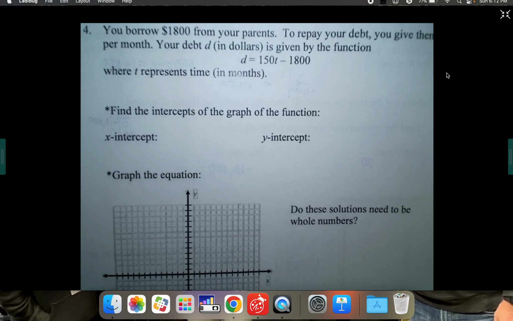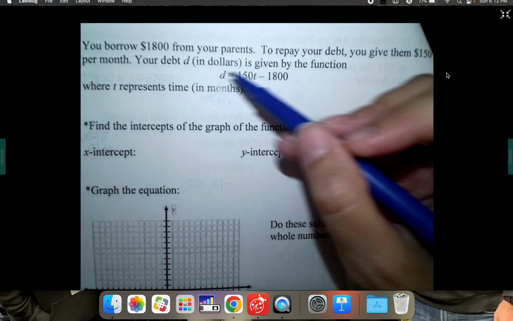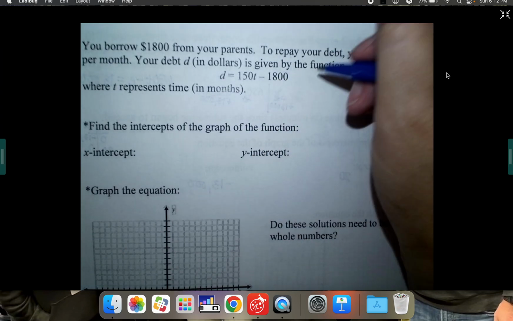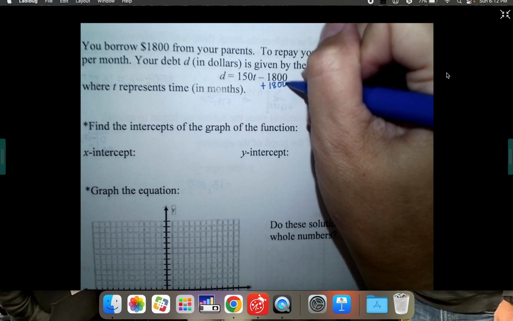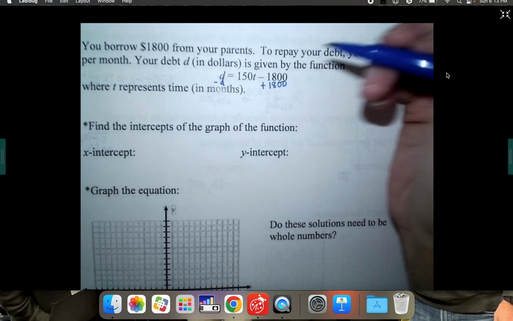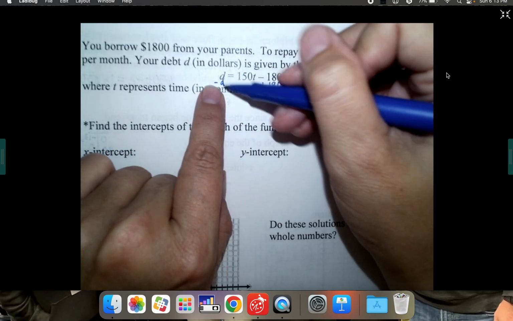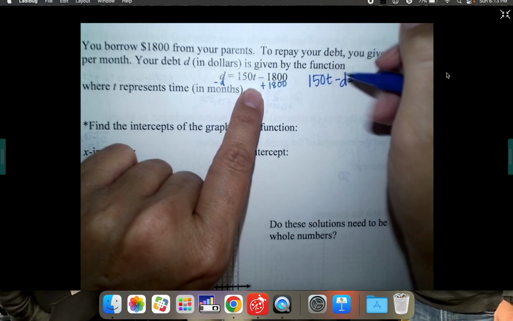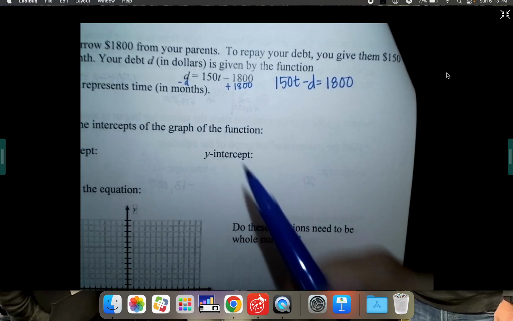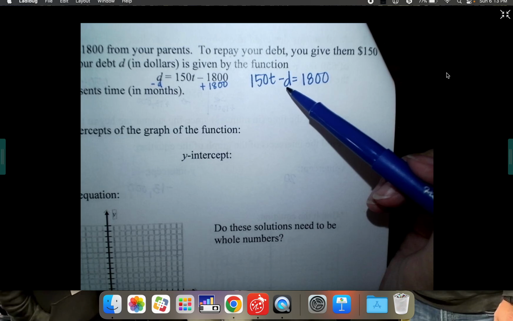So let's find the intercepts. Again, I think it's better to find the intercepts by getting it in standard form. So I'm going to move the d over here, and I'm going to move the c term back to the other side. So I am going to add 1,800, and I'm going to subtract d from both sides so that they move to the other side. So this is going to be, I'm going to start here, 150t, and when I subtract d over to here, it's going to be minus d. And when I add 1,800, it's going to be equals positive 1,800 here. Okay, so I hope you understand how I rearranged this to get it in standard form where both of the variables are on the same side.